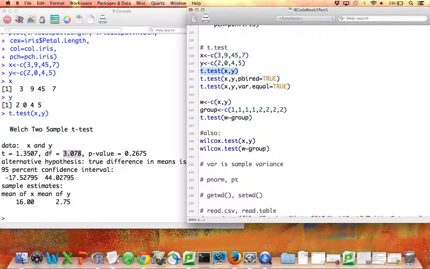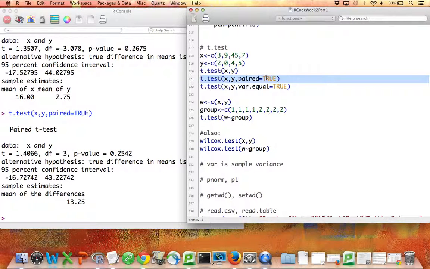If you know you have pairs, if we know that this 3 is somehow paired with this 2 and this 9 is somehow paired with this 0, then I want to say paired equals true. The default is for paired to be equal to false. Okay? If I do that, I get a slightly different p-value because it's taking into account the pairs.